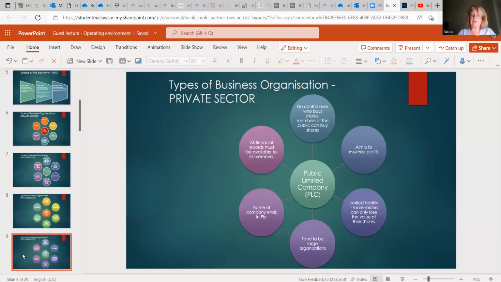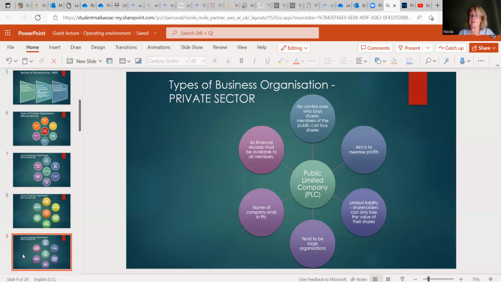Another type of company structure is your public limited company. There is no control over who buys shares. Members of the public can buy shares. It's listed on the stock exchange and all financial information about the company is available to anyone who would like to find that information. Obviously, it will also be on the websites of these companies.